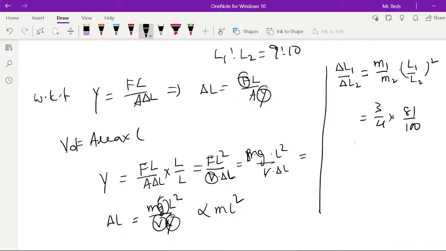L square. What is this? Extension. M extension L square. You have multiplied this L with L by L. L square is value. E is proportional to L square. This only, right? L square by Y into V. Is the density.